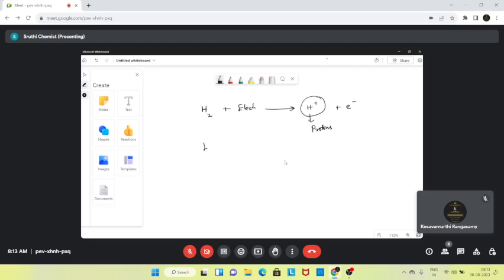For example, if you take lithium, I am passing electricity. It has to be sent in gaseous form. Okay, lithium, we are passing electricity.